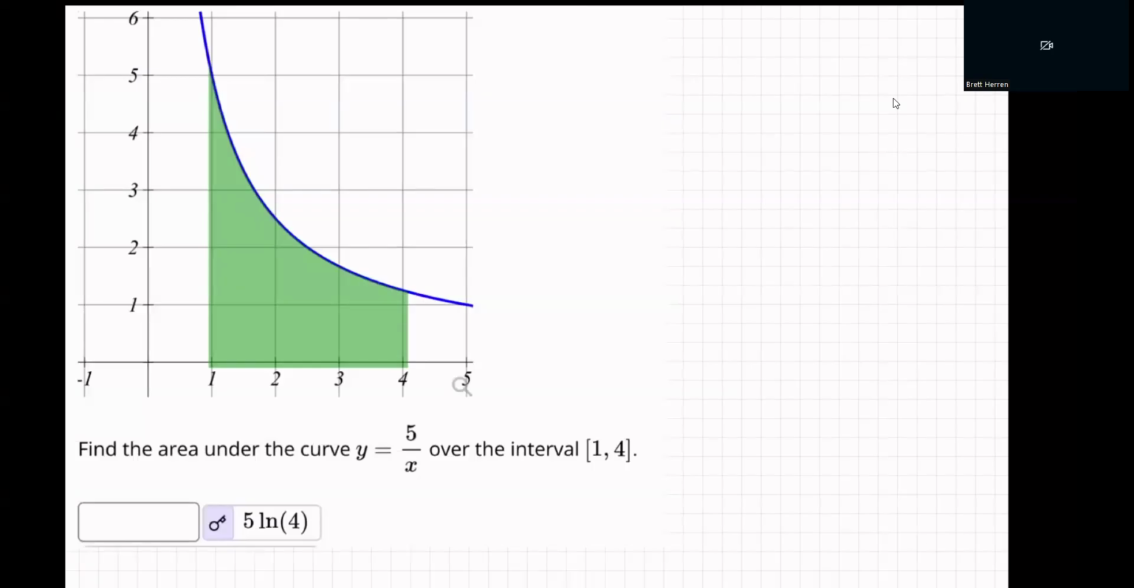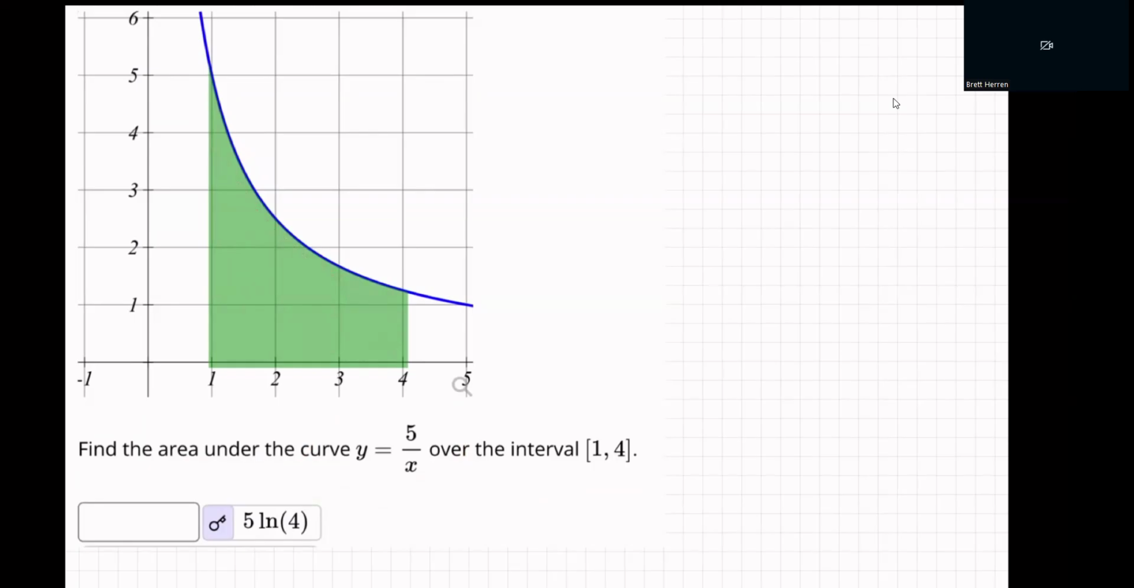Okay, they're asking us to find the area under the curve y equals 5 over x over the interval 1 to 4, meaning this green shaded area. How much area is there? Well, they want the exact, not just an approximation. Now, that would be tough, right? This isn't a triangle. It's curved. It's not a rectangle. How are we going to get it?